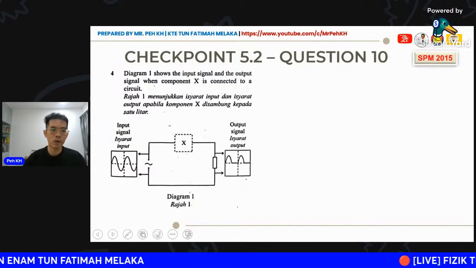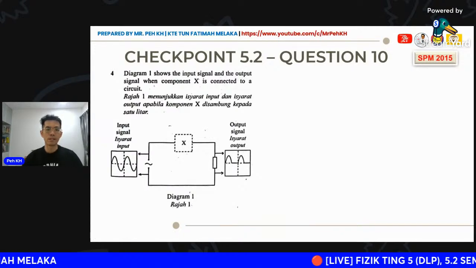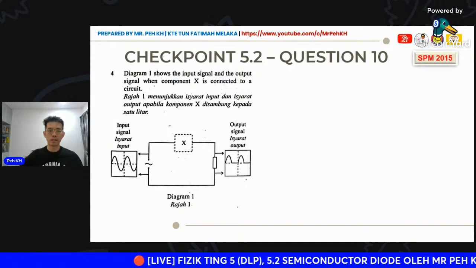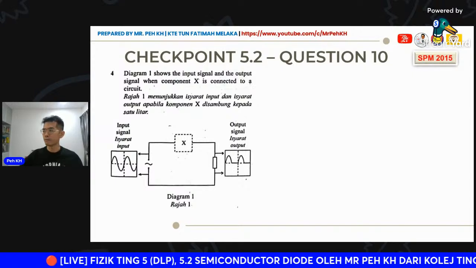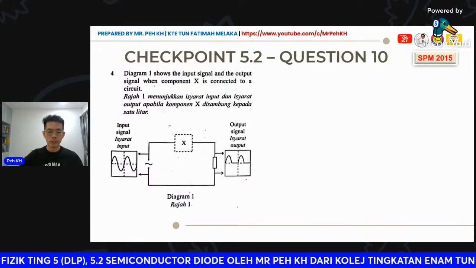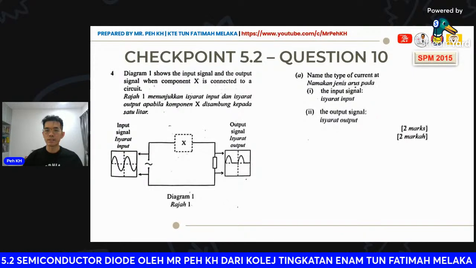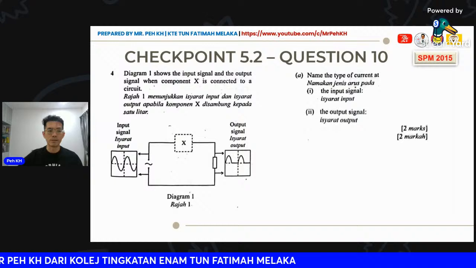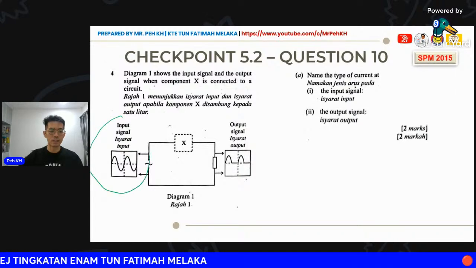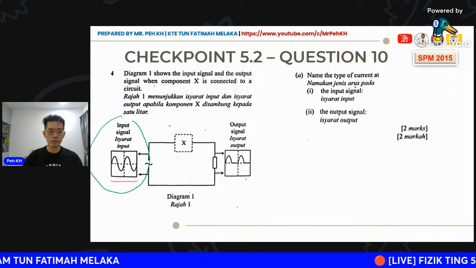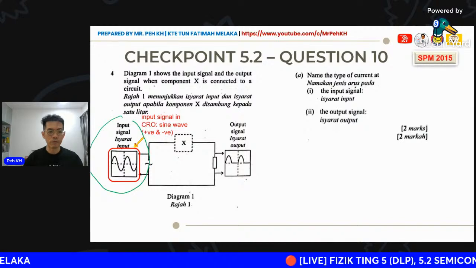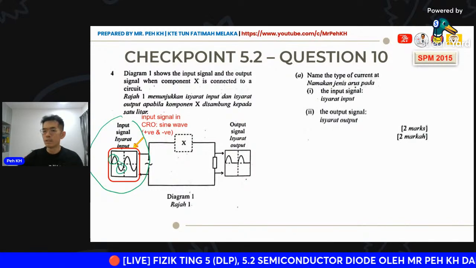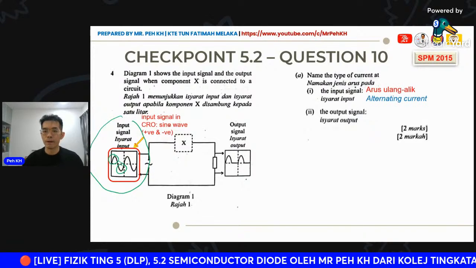Diagram 1 shows the input signal and the output signal when component X is connected to a circuit. The question asks for the name or type of current at the input signal. The input signal is actually here. You can see it is a sine wave, showing the positive and negative. So the current here should be alternating current.